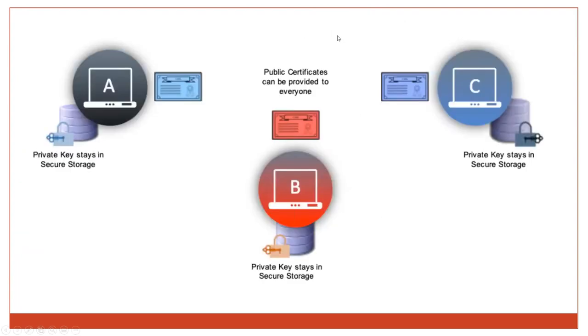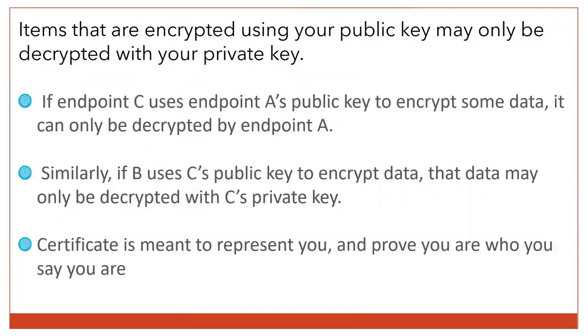So how it is happening here, you can see that we have A, B and C, correct? Now in the A, B and C communication, we have A, we have B and we have C here. Now the endpoint C uses endpoint A's public key. So suppose C and A are using the public key, it can only be decrypted by endpoint A.